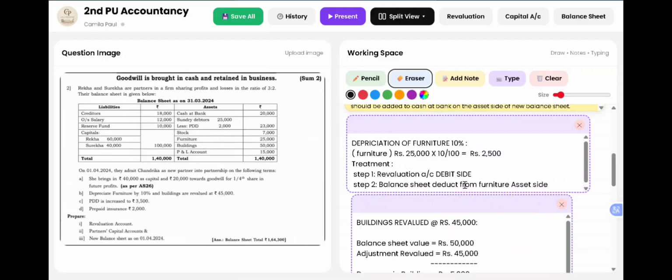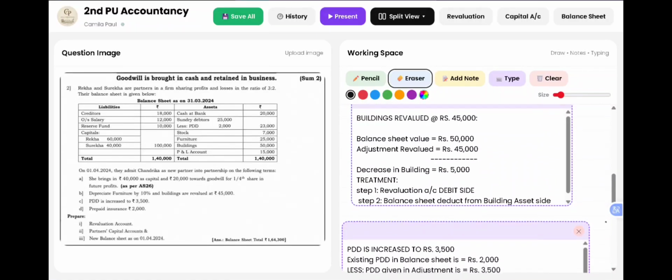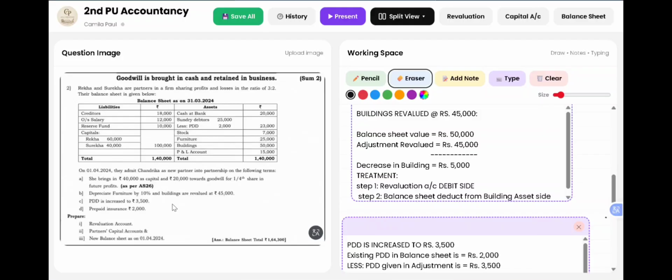Let's see the next adjustment, that is buildings revalued. That is the second part of B. Buildings are revalued at rupees 45,000. Now here they have given a new value for the buildings, that is 45,000. So we should find out whether the buildings value has increased or decreased. The balance sheet value given for buildings is rupees 50,000 and the revalued amount is 45,000. So when we compare these two, we can see that the new value has decreased.